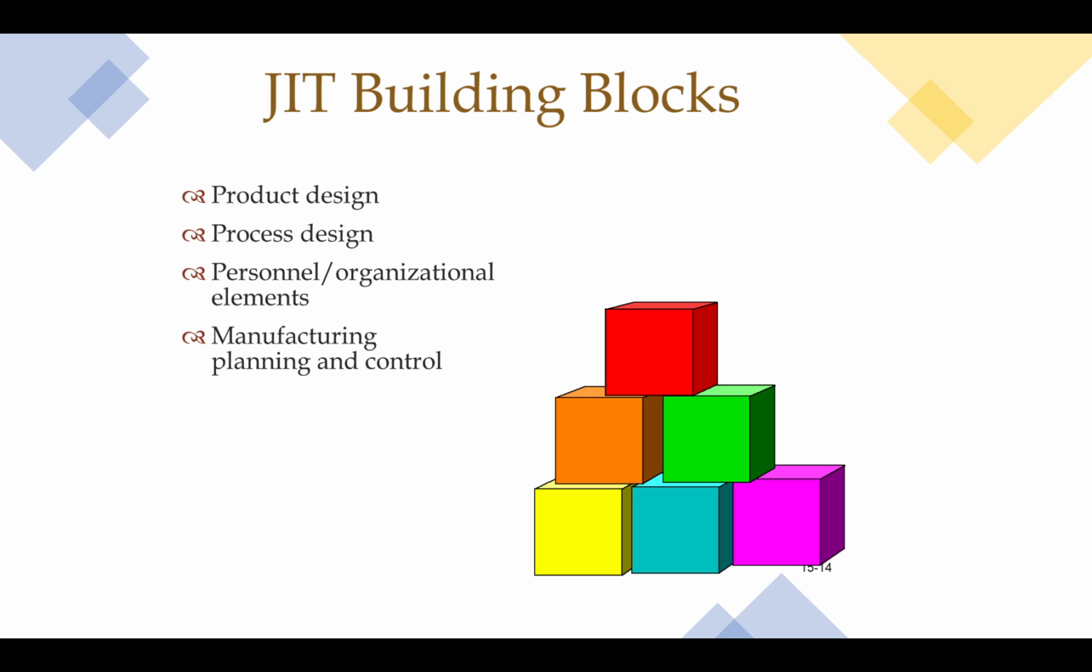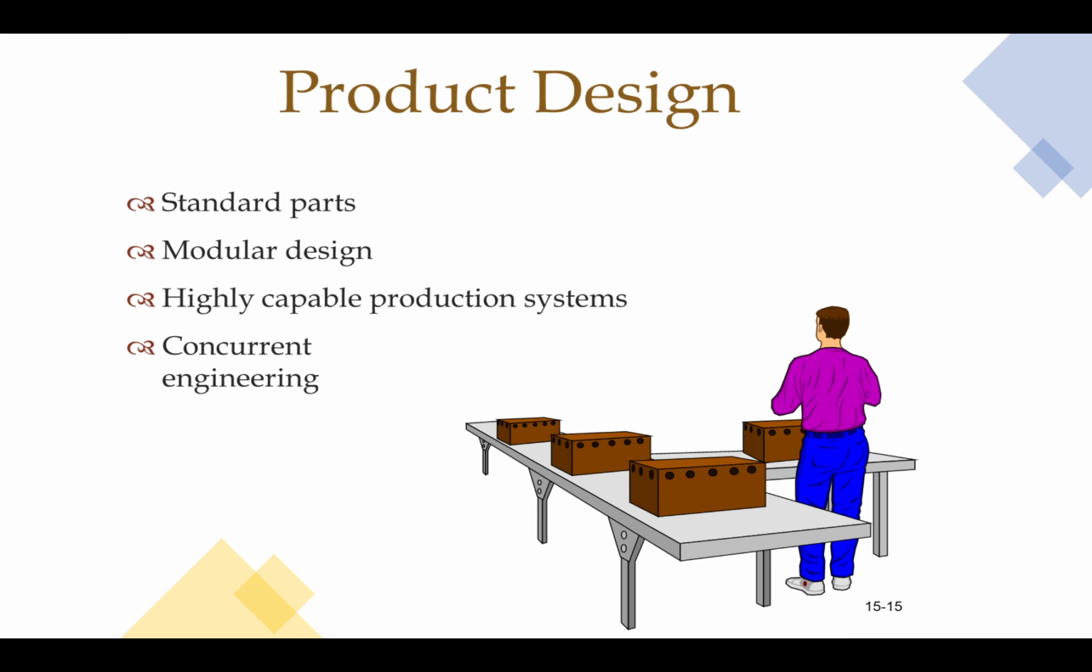Next is the building blocks of JIT. There are four building blocks of JIT: product design, process design, personnel or organizational elements, and manufacturing planning and control. So let's see what is product design. Now there are four elements in product design. First is standard parts, second is modular design, third is highly capable production systems, and fourth one is concurrent engineering.